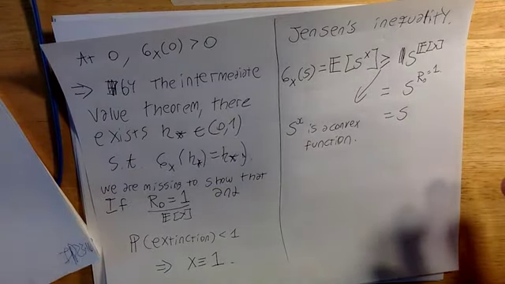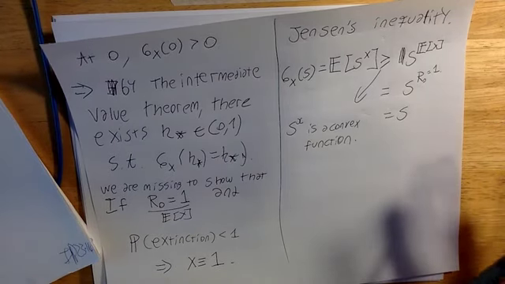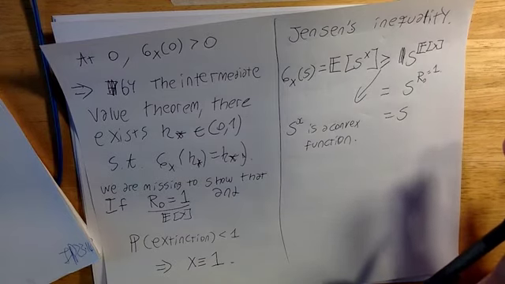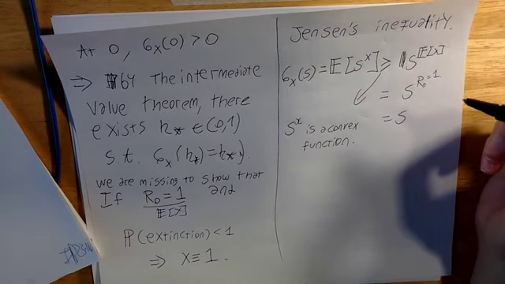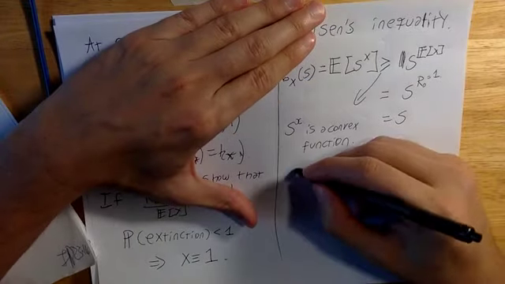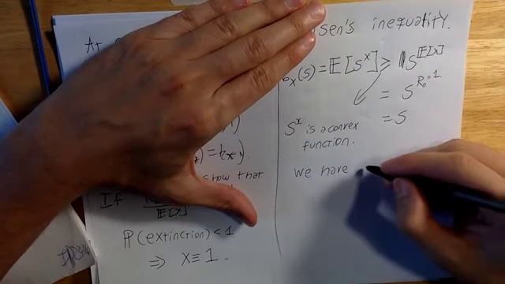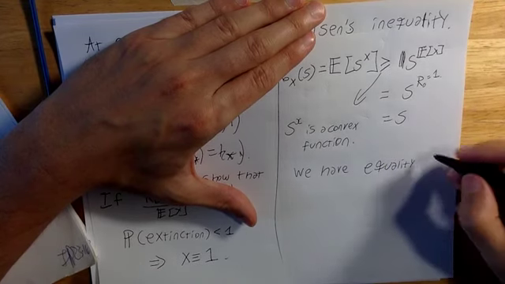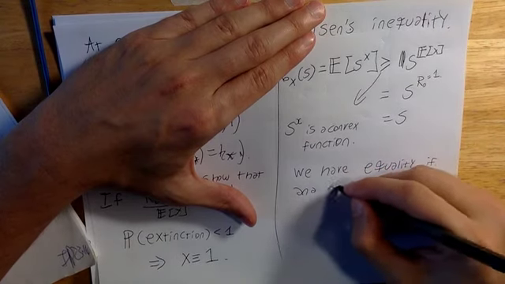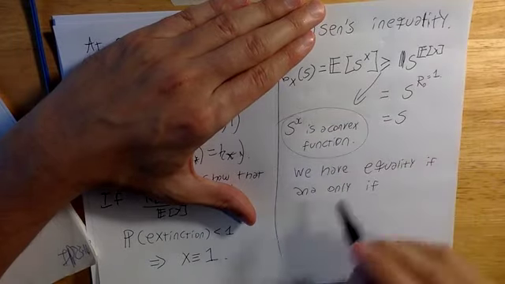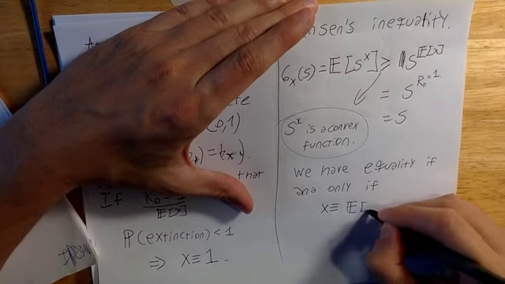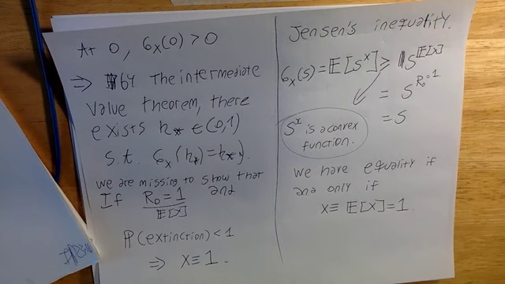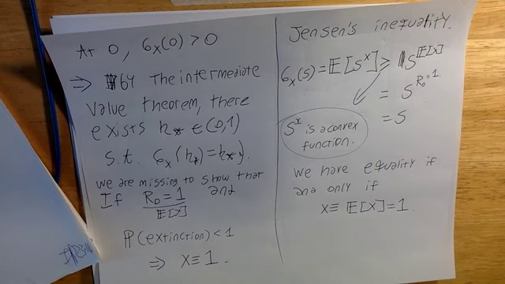And in particular, we have equality if and only if, because this is strictly convex, we have equality in Jensen's inequality if and only if x is identically equal to the expectation of x, which is equal to 1. Okay, and this actually shows you what we are trying to show.